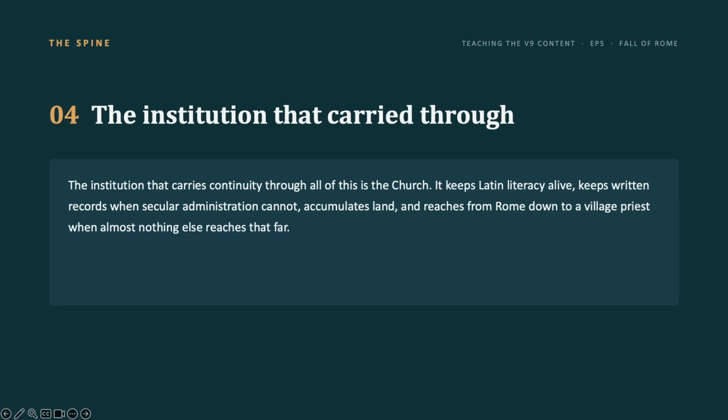The institution that carries continuity through all of this is the Church. It keeps Latin literacy alive. It keeps written records secular administration can no longer manage. It accumulates land on a large scale. And it provides a structure that reaches from Rome down to the village priest at a time when almost nothing else reaches that far. Faith and administration were the same institution.